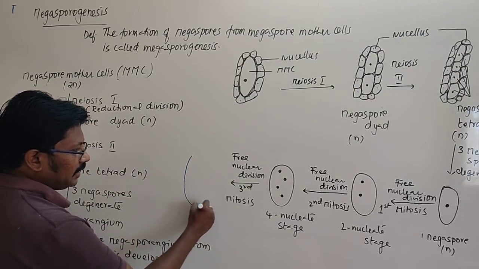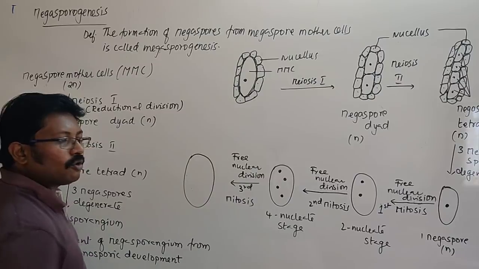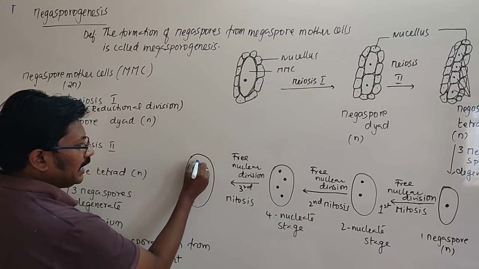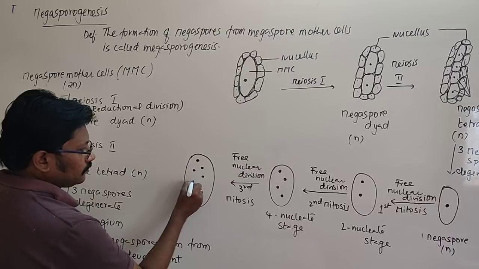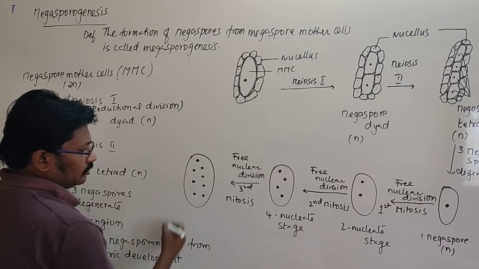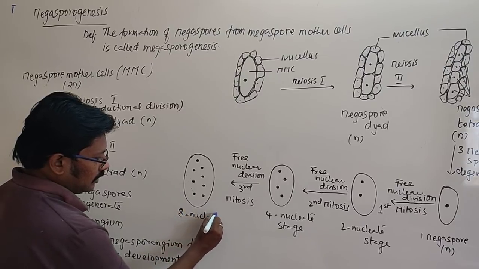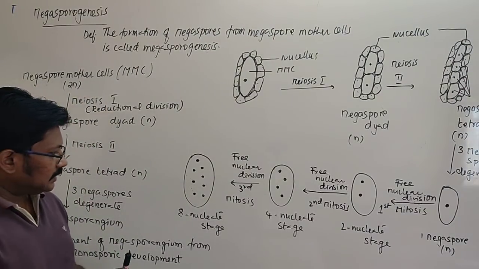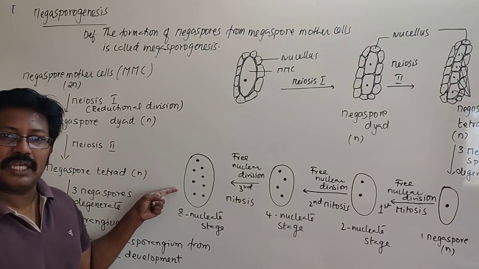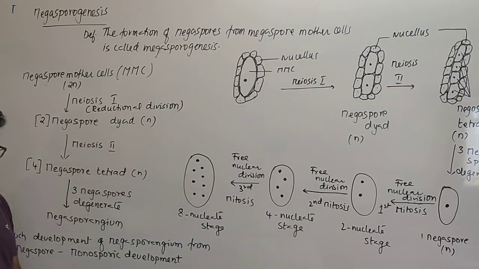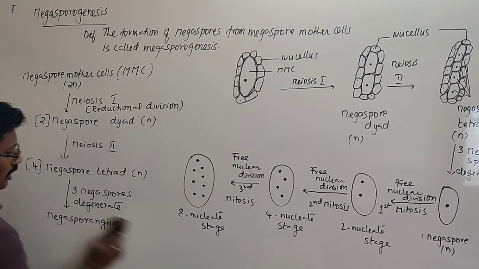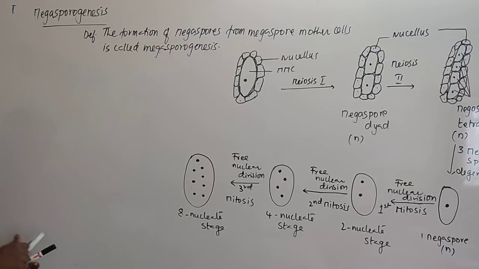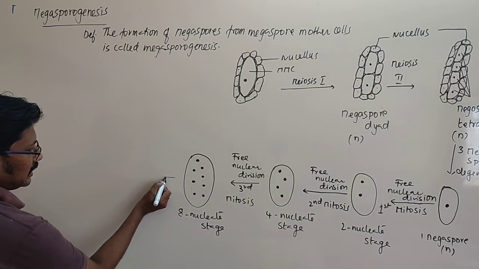And that results finally, so as one nucleus divides one time, resulting in formation of two nuclei, as there are 4 into 2, you will get 8 nuclei. So this becomes something called the 8 nucleate stage. Now this 8 nucleate stage will develop into the megasporangium. Let's see how the 8 nucleate stage finally becomes a mature megasporangium.